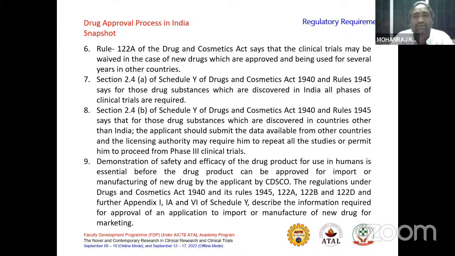We are getting into the basis of Section 2.4B of Schedule Y that has to be followed for the Phase 3 clinical trial. The demonstration of the efficacy and effectiveness has to be in relation to the Rules of 1945, 122A, 122B, 122D, and then the drug comes into the market after this complex process given in Indian regulation.